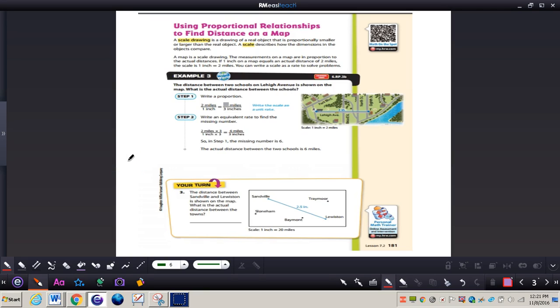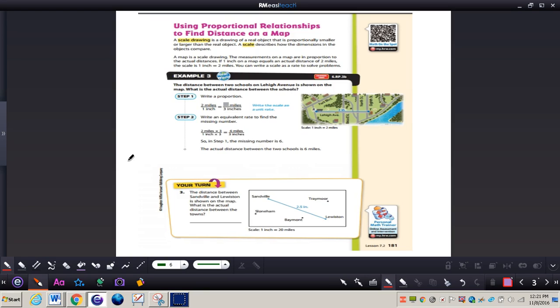Now let's turn your books to page 181. And now we're going to be taking a look at using proportional relationships to find distance on a map. So we can see at the top, a scale is a drawing of a real object that is proportionally smaller or larger than the real object.